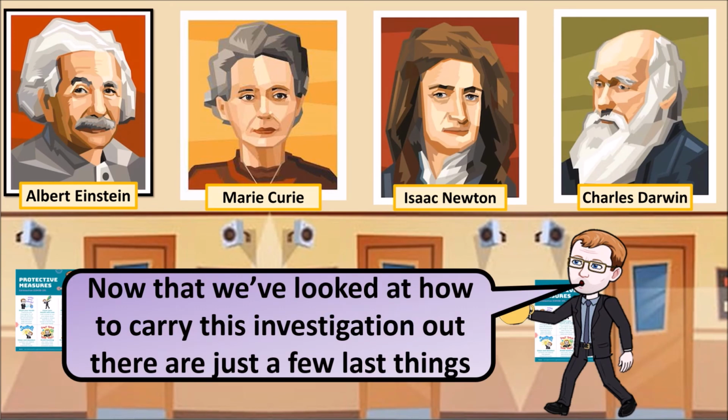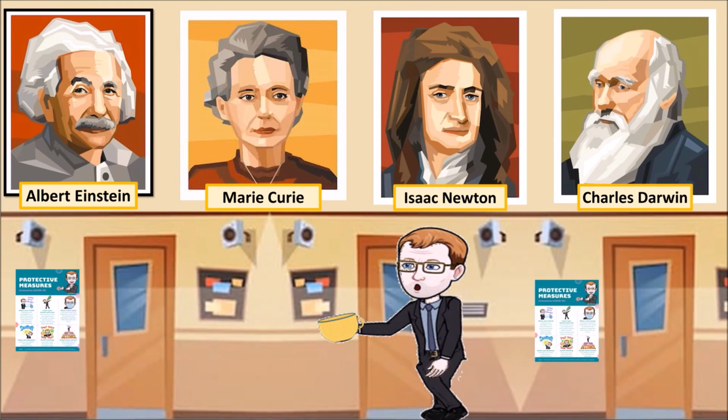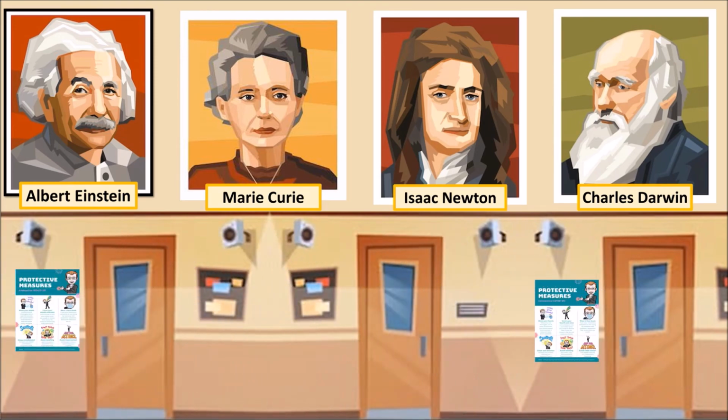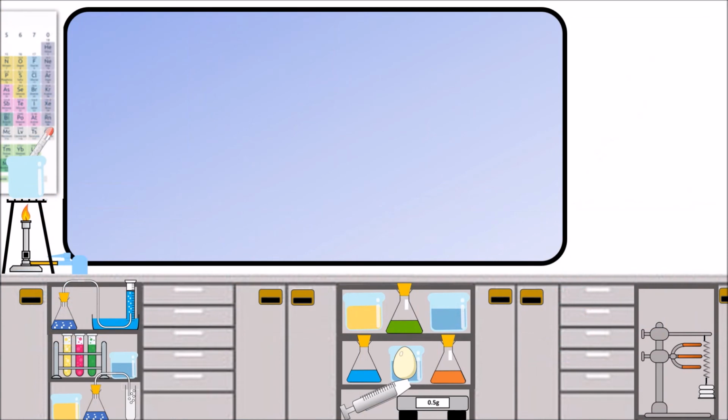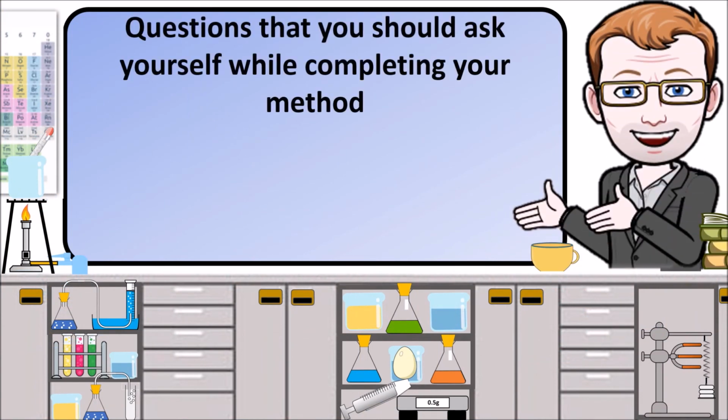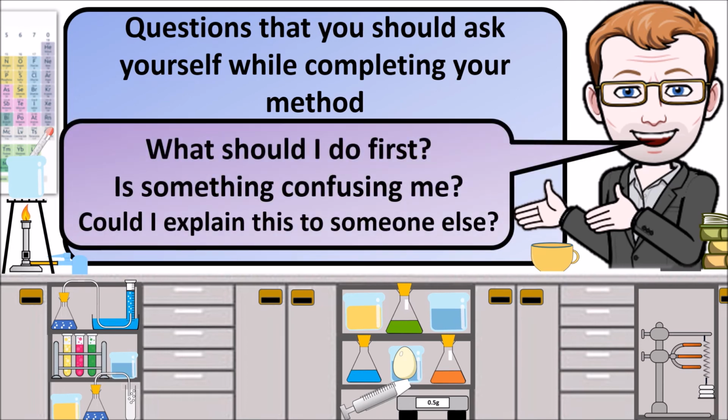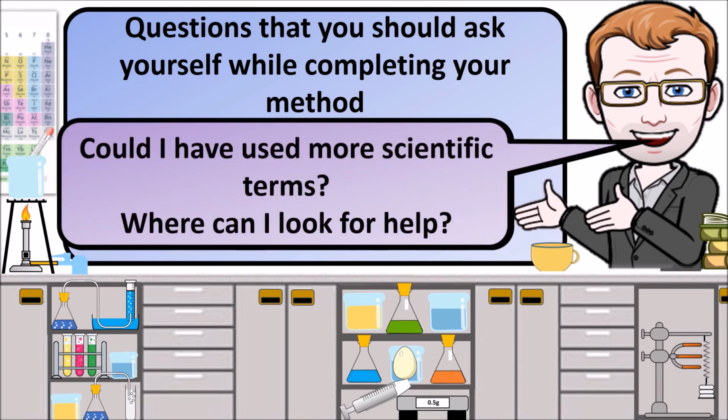So now that we've looked at how to carry out the investigation, there are just a few last things to think about. There are a few questions that you should ask yourself when completing your method. What thing should you do first? Is there something confusing you? And if there is, where could you look for some help? Could you explain your method to somebody else? Does it make sense?